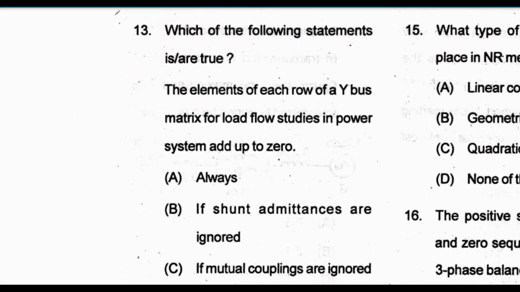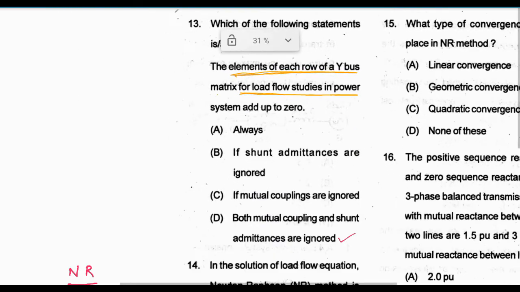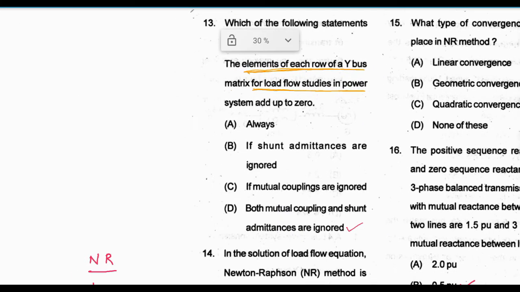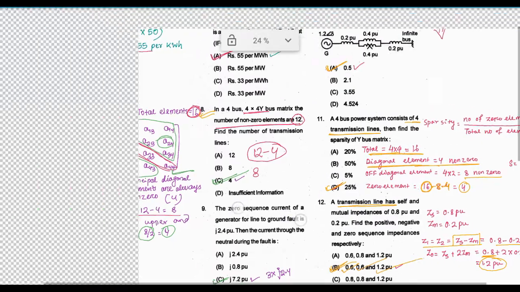Which of the following statements is or are true? The elements of each row of a Y bus matrix for load flow studies in a power system add up to 0. So here what is given? The elements of each row of a Y bus matrix for load flow studies add up to always 0. So if we go to the previous page, I have described a Y bus matrix there.